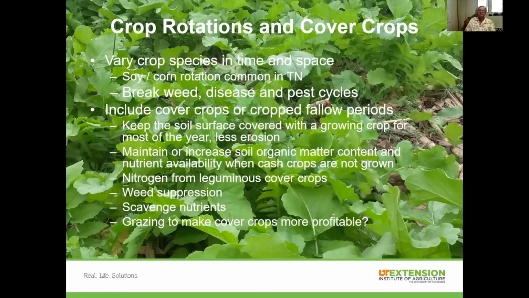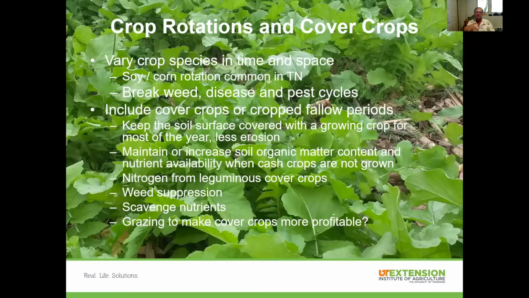So crop rotations and cover crops, what are they? With crop rotations, we vary the crop species in time and space, so we're not always growing the same crop year after year after year. The use of corn followed by soy in rotations is common in Tennessee, and this helps break down weed, disease, and pesticide cycles. The addition of cover crops into these crop rotations has further benefits.